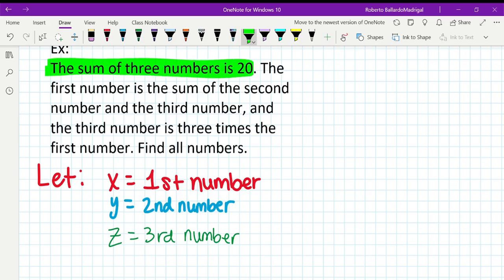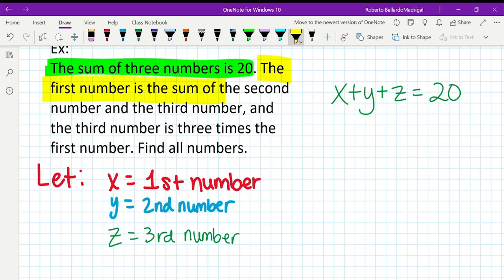So, what operation can we assume is happening between all three numbers? If it's a sum, it's what? It's adding. So we're saying we have the first number, the second number, and the third number, and what do they all equal? 20. Okay, so this is your first equation. The sum of three numbers is 20. That's the first thing that we're told.